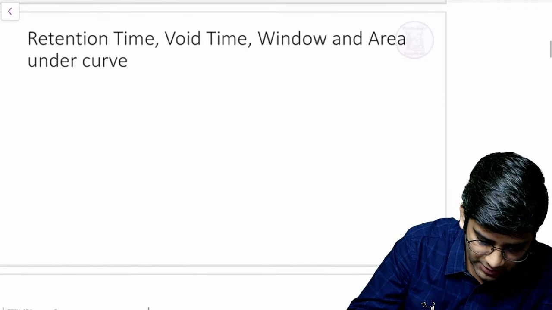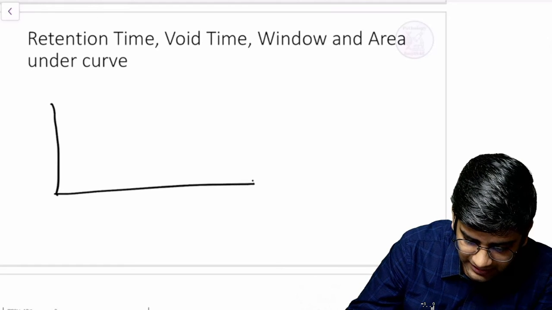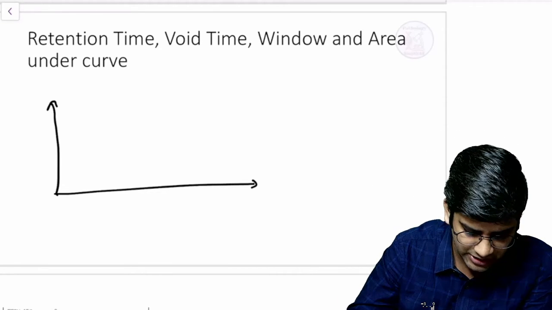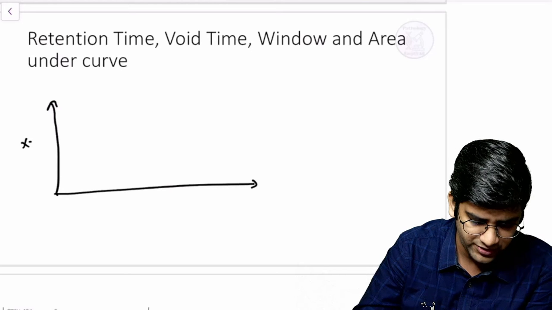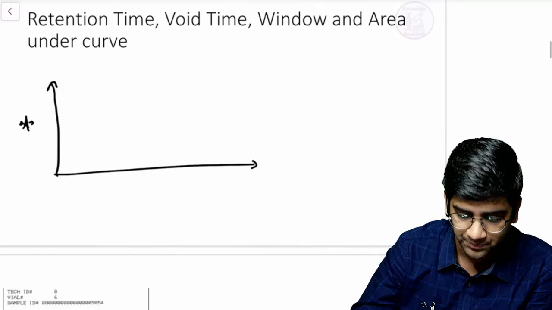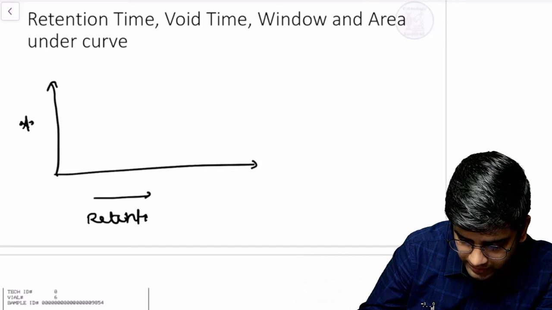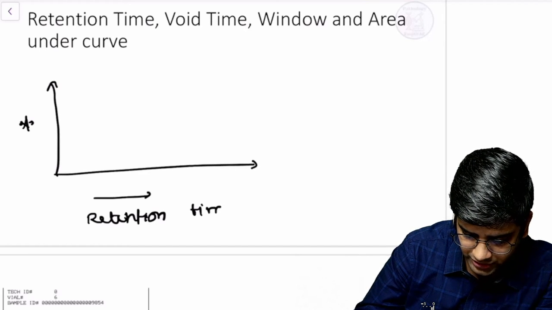So here, let me draw a curve. So I said that it'll be producing a curve, right? The detector will produce a curve here. I have x-axis and y-axis. Sorry, y-axis is the percentage like usual. The x-axis has something called retention time. Okay? They're going to have something called retention time.